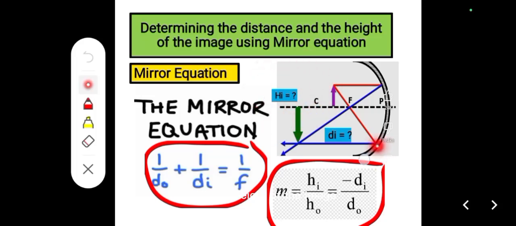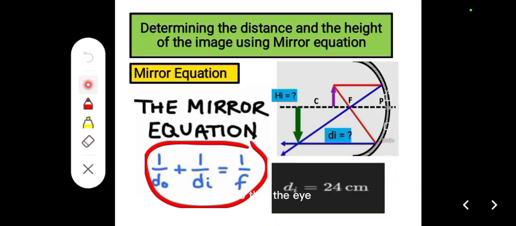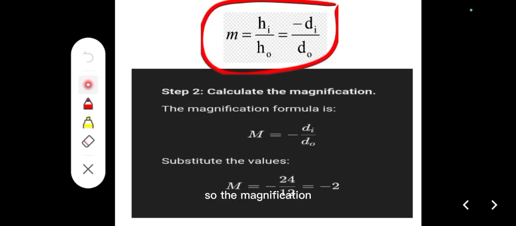So for the height of the image, we'll be using this equation here for magnification. Okay, so di, or distance of the image, is already 24 centimeters. Next, the magnification allows us to determine the height of the image. So by magnification, you can either use di over do.